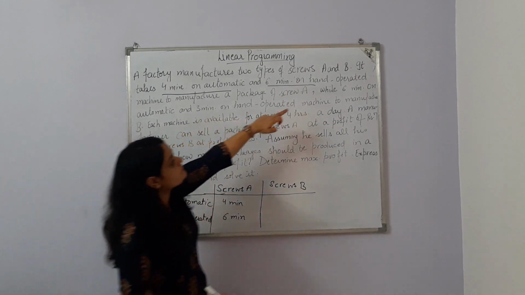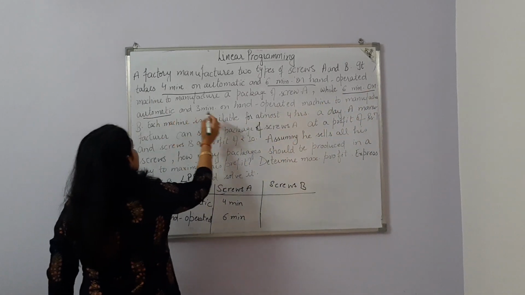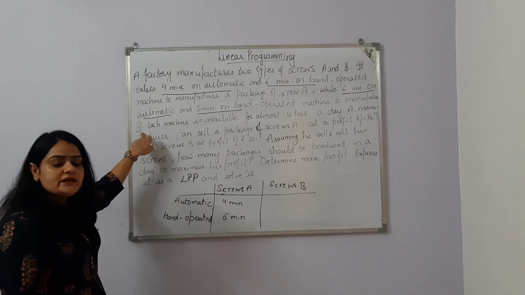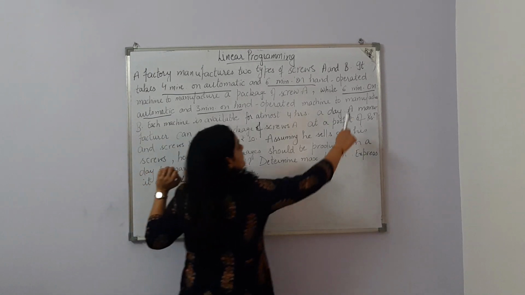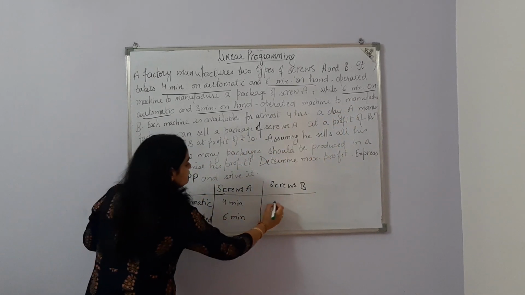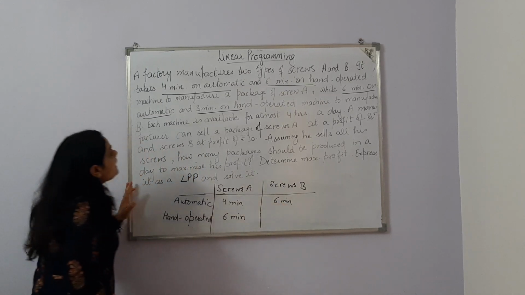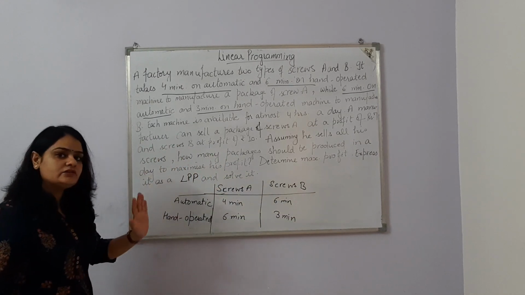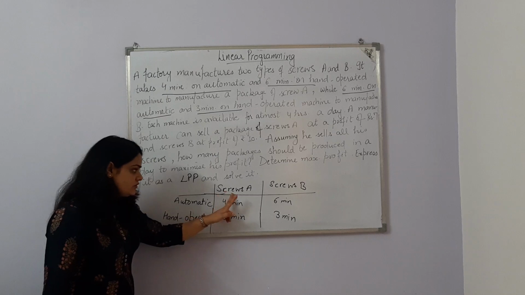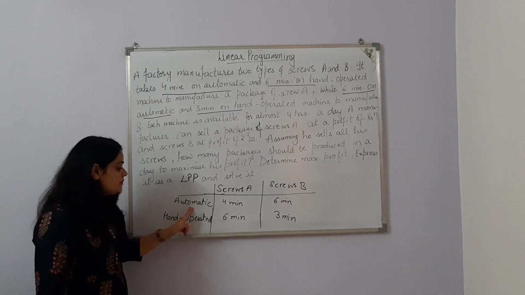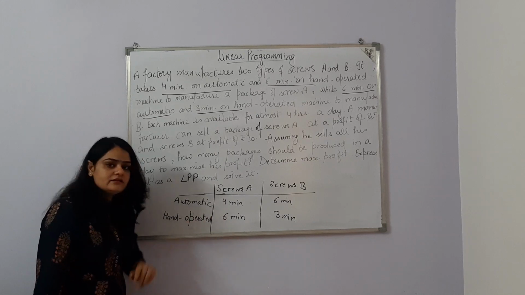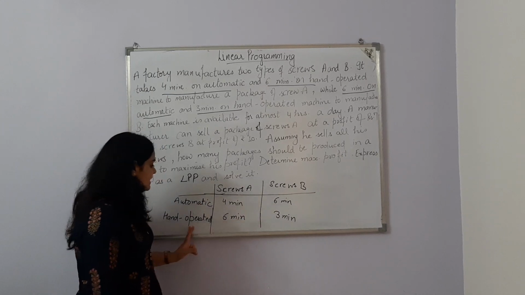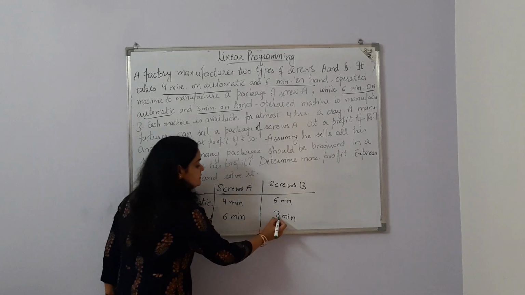Now, 6 minutes on automatic and 3 minutes on hand operated to manufacture B. B type of screws will be manufactured if the automatic machine takes 6 minutes and the hand operated machine takes 3 minutes. These are the scenarios. To produce screw A, the automatic machine takes 4 minutes and hand operated takes 6 minutes. To manufacture screw B, the automatic machine takes 6 minutes and the hand operated machine takes 3 minutes.